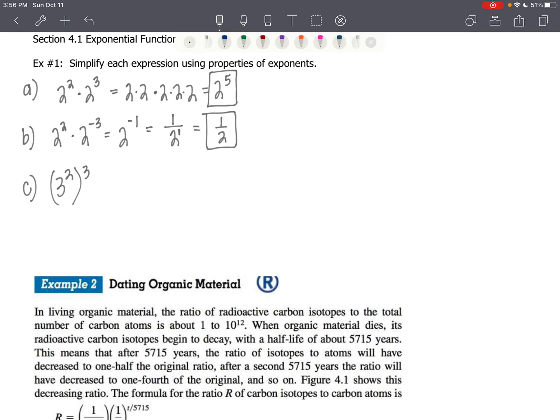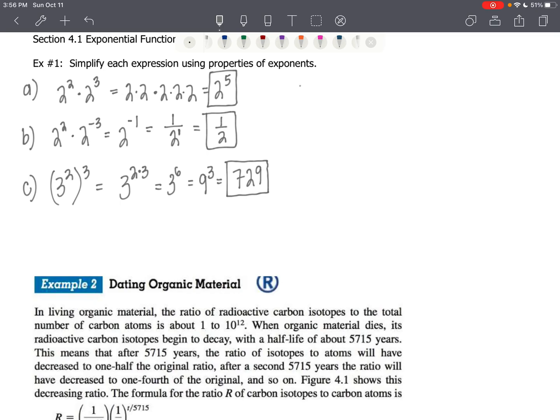And then in this next one, we have a base of 3 raised to the 2nd power, raised to the 3rd power. That's when we multiply. So 2 times 3, power to a power, we multiply. That would be 3 to the 6th power. And 3 to the 6th power is the same thing as 9 cubed, which is an exponent on our exponential facts. That would be 729.